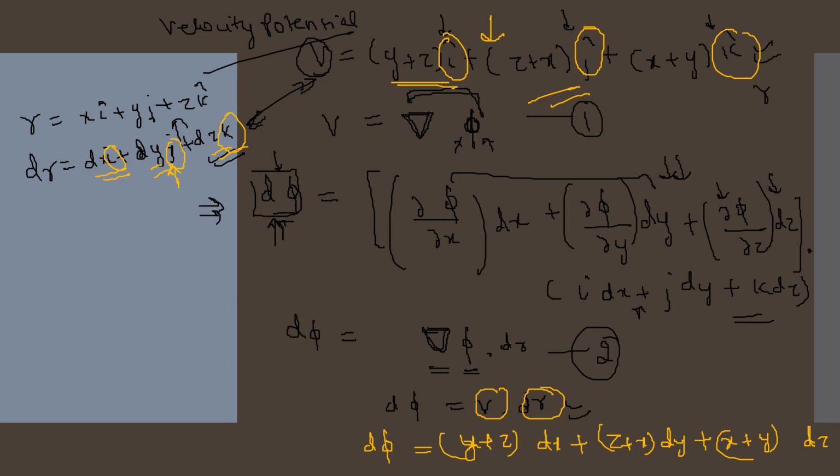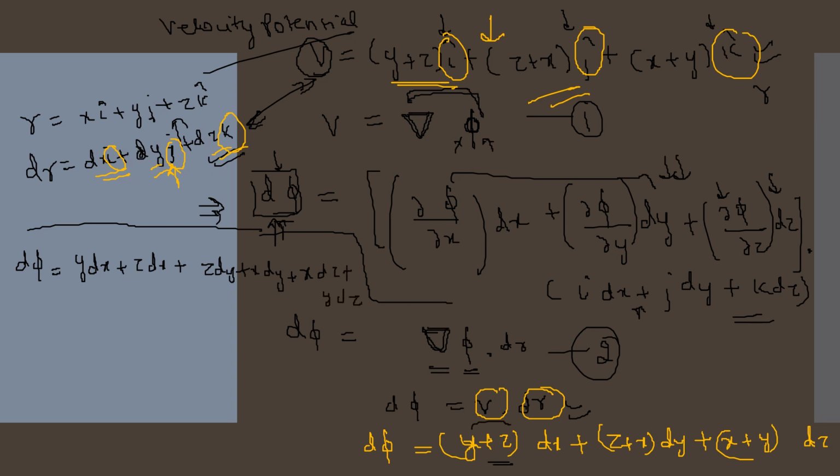Is it fine? Now can you elaborate it? Expand it. It will become, d phi becomes y dx plus z dx, z dy plus x dy plus x dz plus y dz. Yes or no? I have just simply multiplied and distributed.